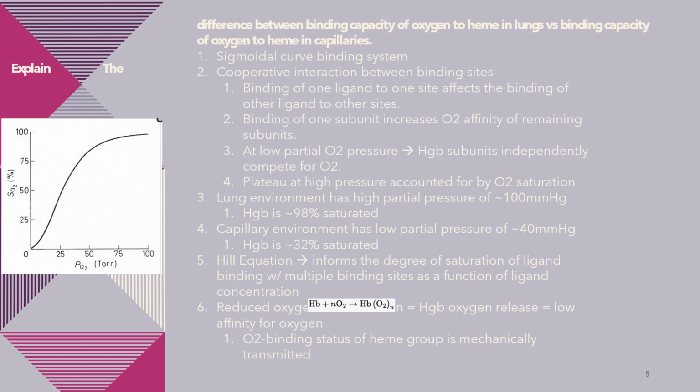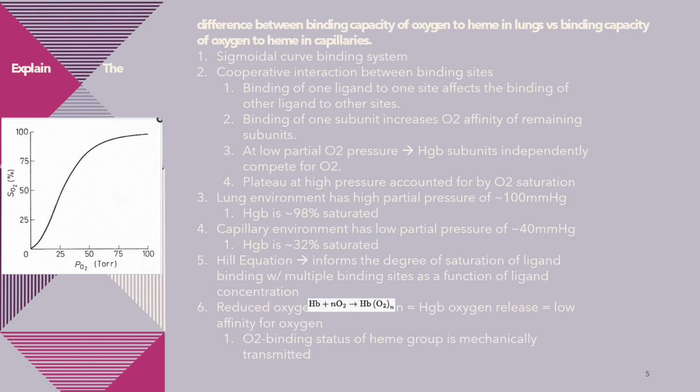At a low partial O2 pressure, hemoglobin subunits independently compete for O2. They still combine, so there is a big increase in the slope despite a lower relative partial pressure because of this effect. And they plateau at higher pressure because they become saturated. All four have made bonds.